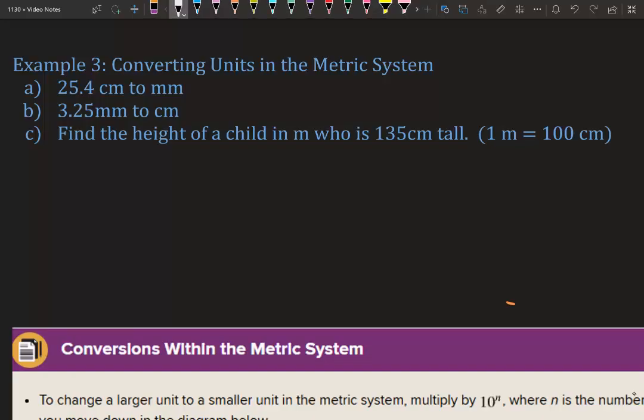So we know 1 centimeter is 10 millimeters. The metric system is all by tens. It makes way more sense. So if we have 25.4 centimeters, we're going to multiply by 10. So we get 254 millimeters.